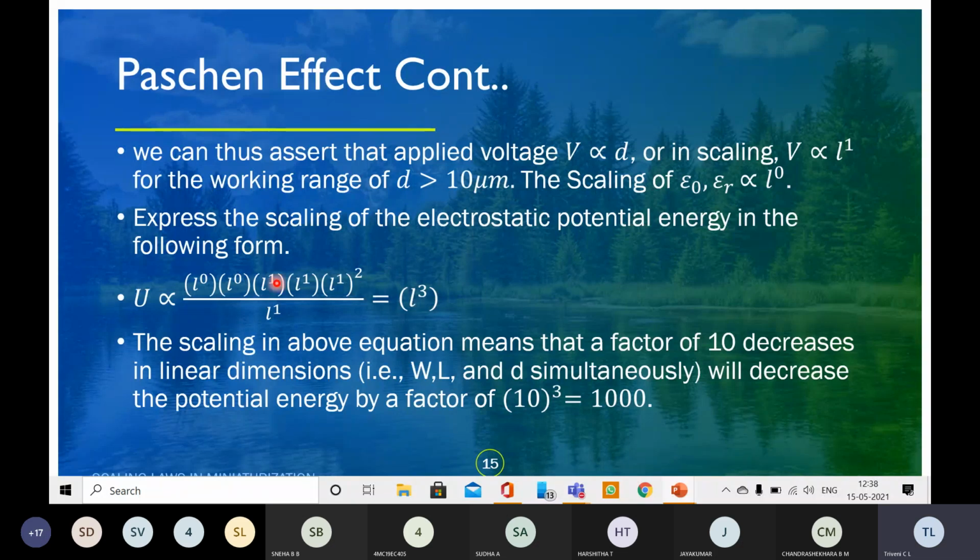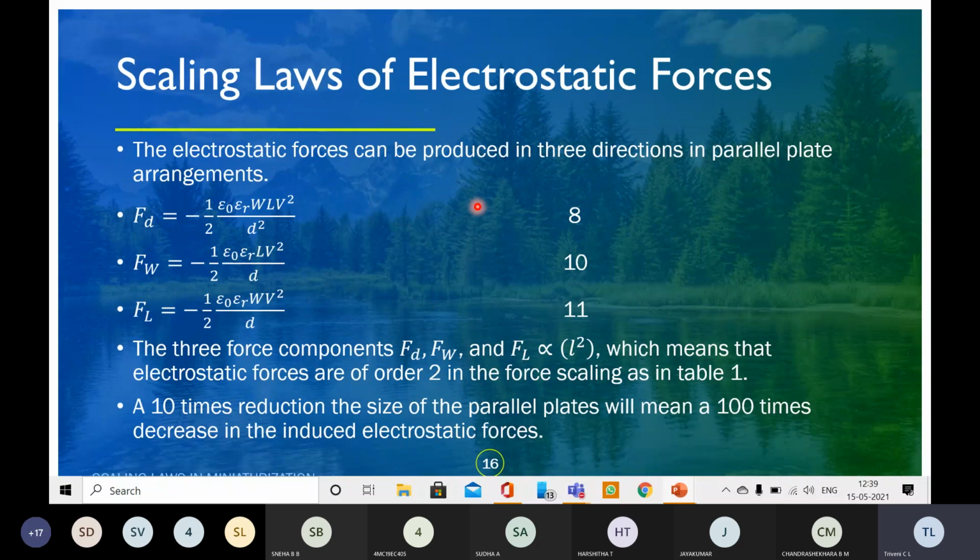So the above equation represents that if we decrease the linear dimension by a factor of 10, then how much will it decrease here? The potential energy will reduce by 1000. So if you reduce all these factors W, L and D simultaneously in linear dimensions by a factor of 10, then automatically the potential energy will reduce by a factor of 10 to the power of 3. That is the scaling value you can calculate for electrostatic energy. Provided we take the gap between the two parallel plates to be greater than 10 micrometer only. That gap should be maintained, or else you will not be able to get these results here.